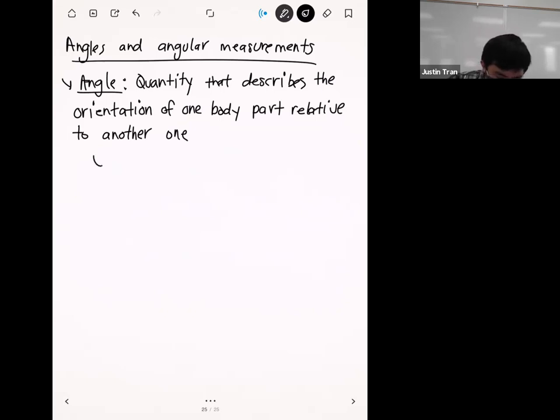And so, with this definition, it's useful to take this description of the human body as a collection of segments.